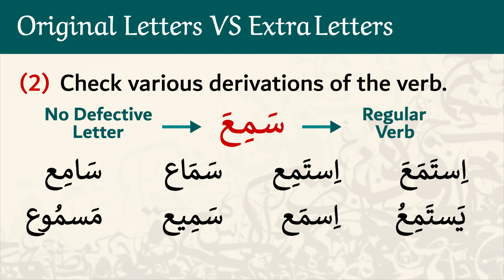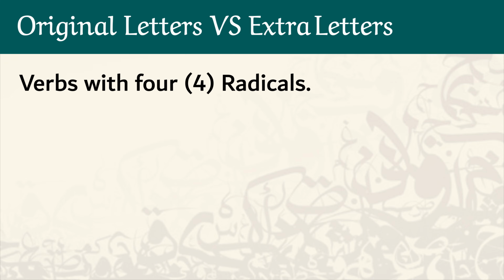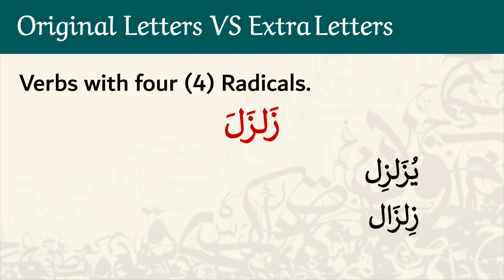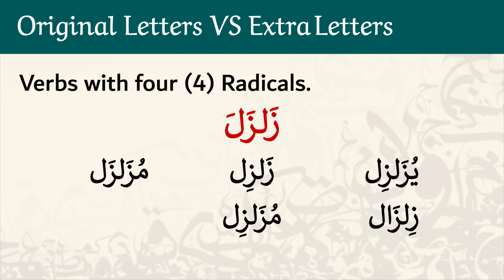Sometimes whenever you get the verb to the past, you might see 4 original letters. Like this one, يزلزل. The past is زلزل. We see 4 letters here. Are they all original? Let's check by deriving some words and see. زلزل, يزلزل, زلزال, مزلزل.